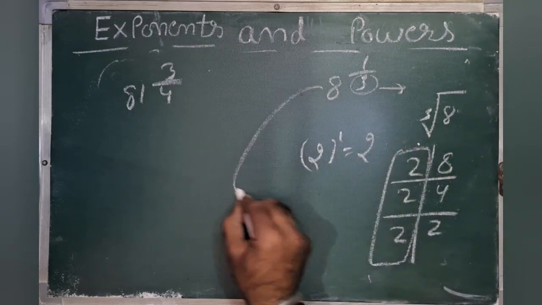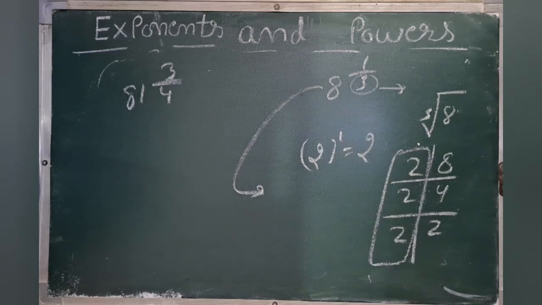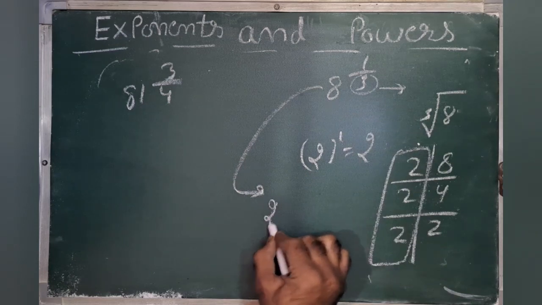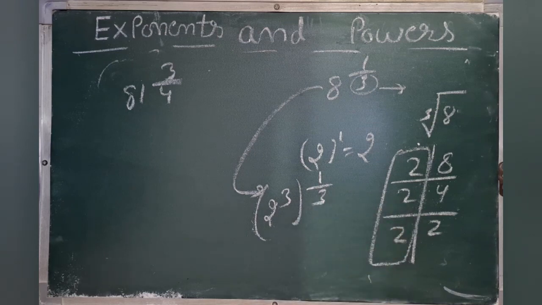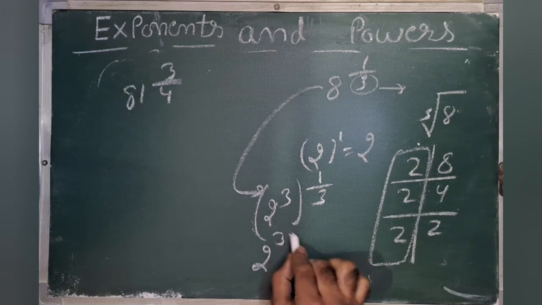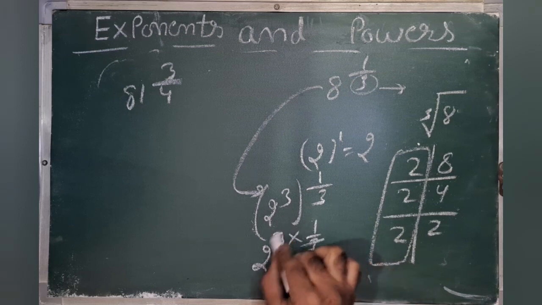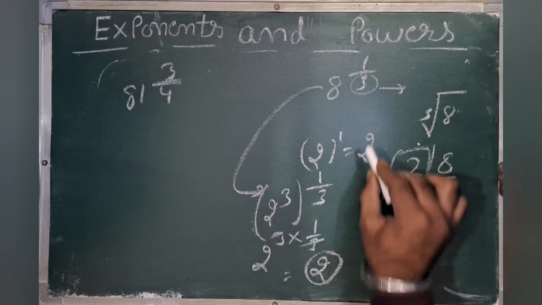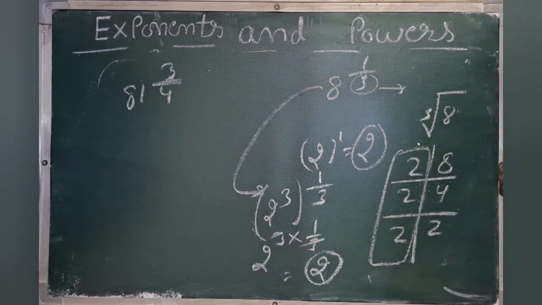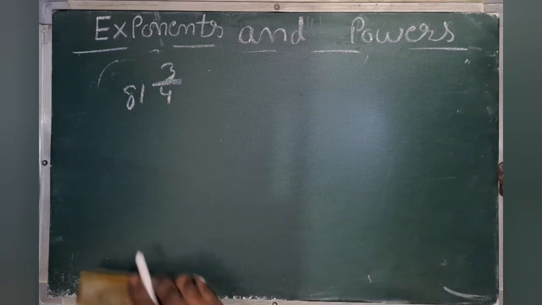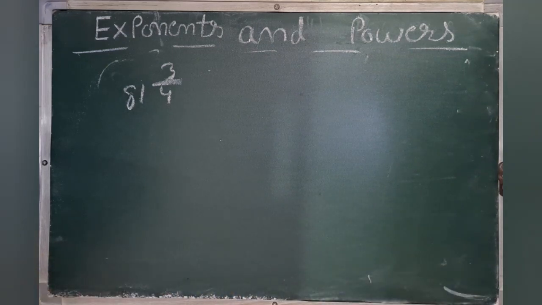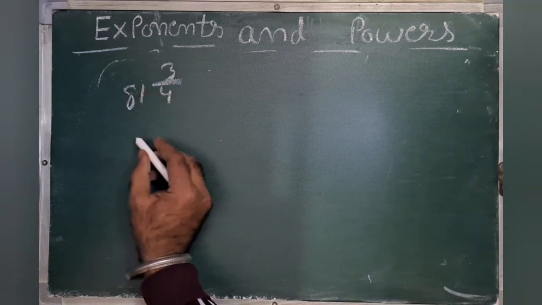Second method to solve this: how can we write 8? 8 means 2 power 3, and the whole power is 1 by 3. Again, this will become a power m power n, that means we have to multiply. So 3 with 3 cancel. Again, 2 is the answer. It's the same. Right? This we solve this way.